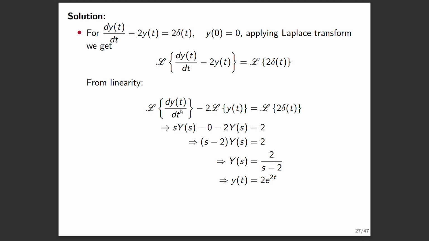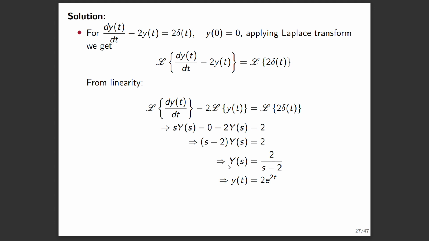Okay, so what's the Laplace transformation of dy/dt? It's s Y of s, and then subtract from it the initial condition, so y of 0. What's the Laplace transformation of y of t? Just Y of s. What's the Laplace transformation of delta? 1. So the Laplace transformation of 2 delta is 2. So I can factorize Y of s from the left-hand side and then divide both sides by s minus 2. And this is Y of s.